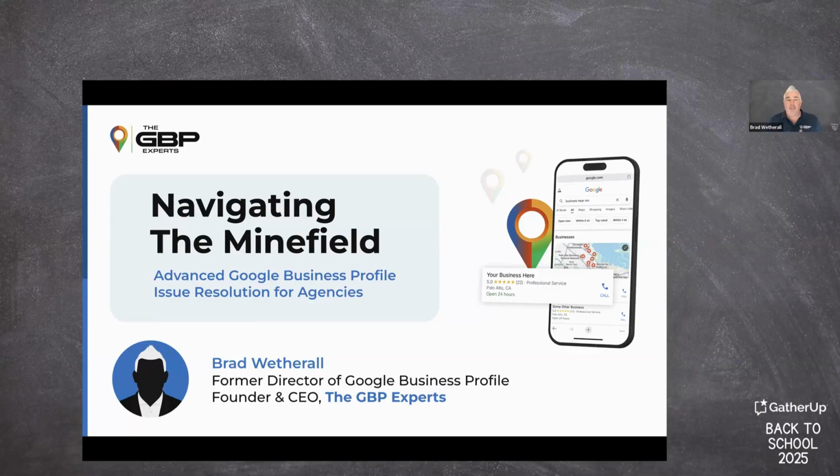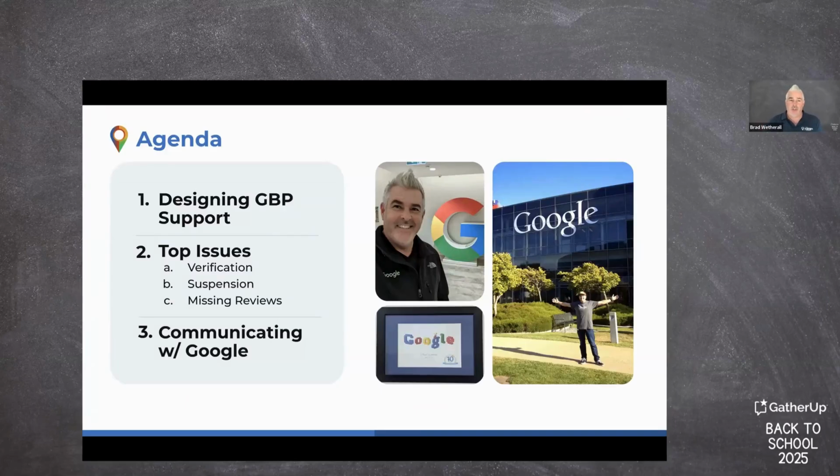What I'd like to do is talk through how support was designed, why I designed it the way that I did, and then transition into the top issues that I've been seeing upon leaving Google, and give you some recommendations on how you can navigate through those issues. Then I'll close out by giving you some recommendations on how to communicate with Google effectively and speak their language to maximize your chance that you'll be able to get your issue resolved in a speedy amount of time.